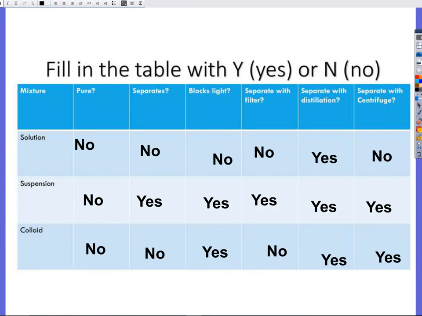And that's all the review questions for our elements, compounds, mixtures unit.